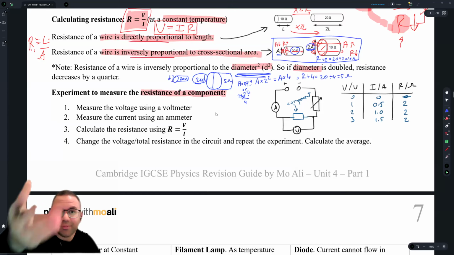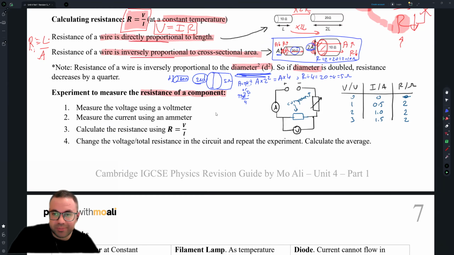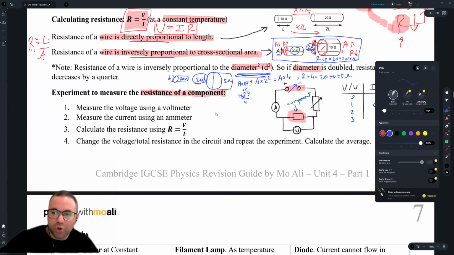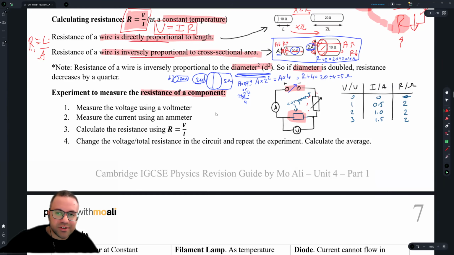I might ask you to describe an experiment to do so. So it's a very simple experiment. You get your component, whatever it is, and you connect it to a supply. Now, this could be a variable supply, like the supply itself can change, or you can have a variable resistor in there to change the voltage or the current. And you have an ammeter and a voltmeter.